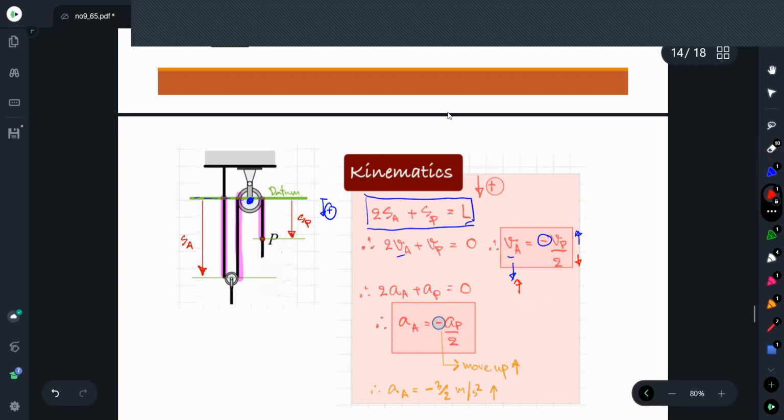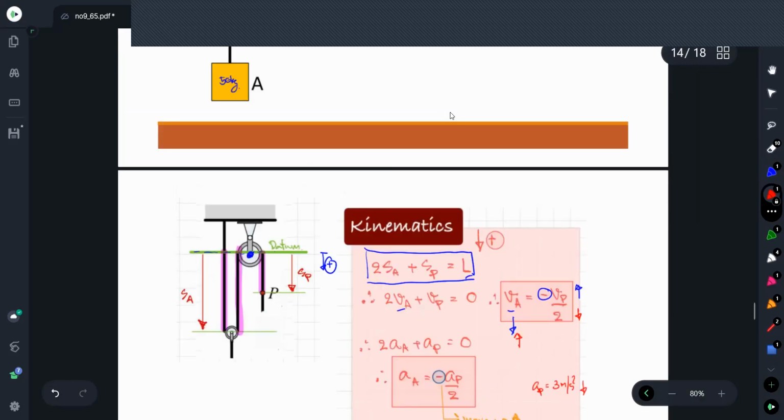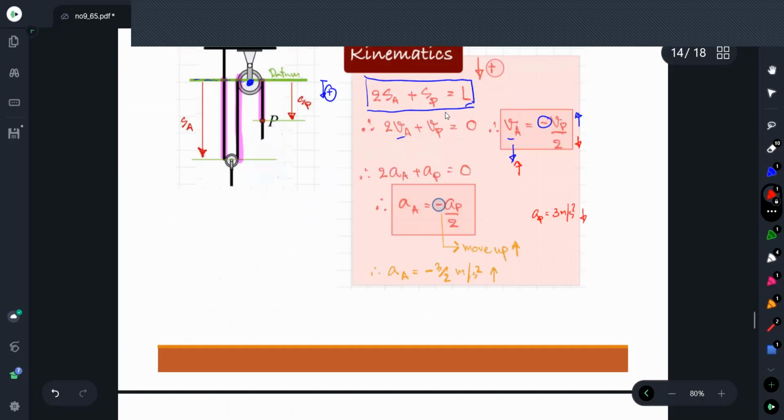In the same manner for acceleration, we have AA equal to minus AP over 2. The negative sign means that it's opposite to the positive sign convention that we set up. The problem gives us that P is moving down, with AP equal to 3 meters per second squared downward. So AA is equal to minus 3 over 2, that is minus 1.5 meters per second squared, and it should move up because P is moving down.